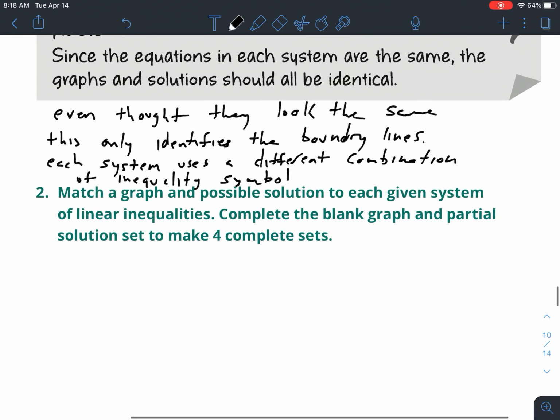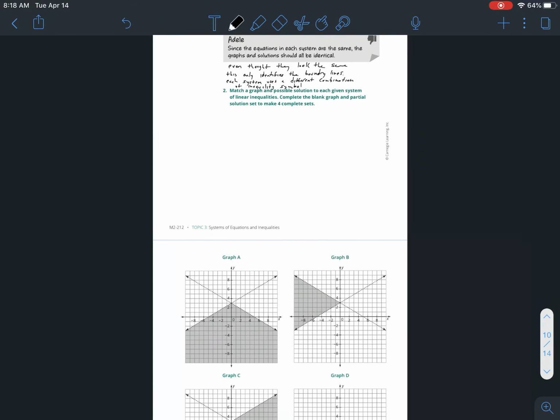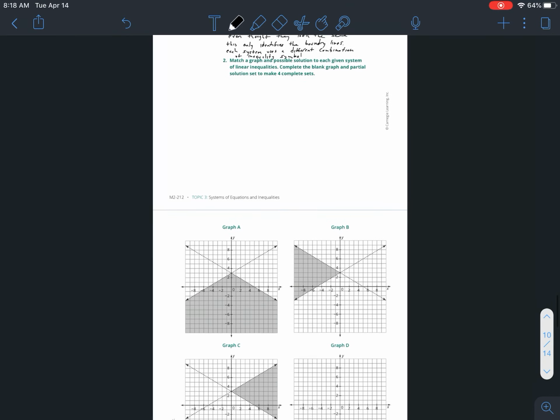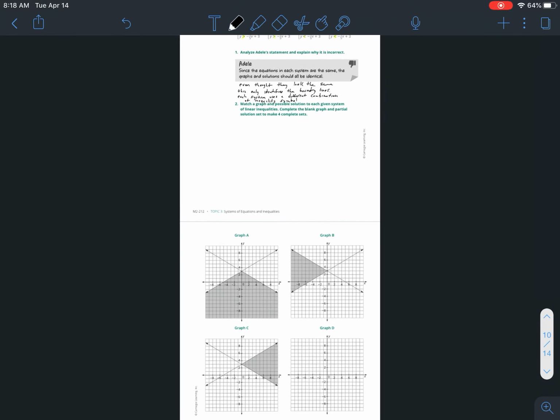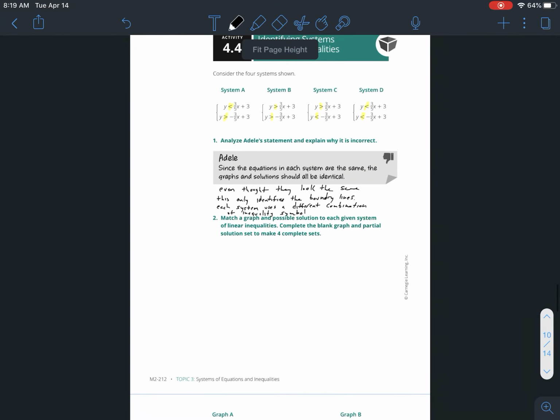Okay, so number 2 here says, match a graph and possible solution to each given system of linear inequalities. Complete the blank graphs and partial solution sets to make 4 complete sets. So essentially, the graphs down here work with the solution sets, and we have to see which one goes to which. Let's just take a look at system A first.